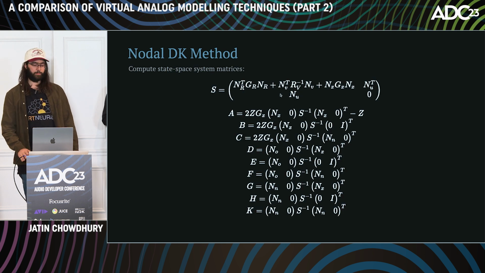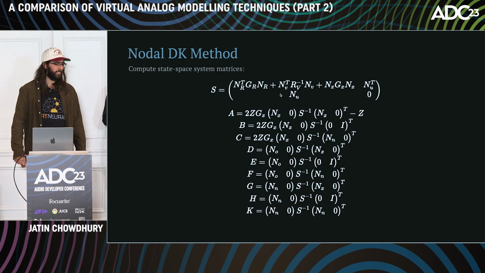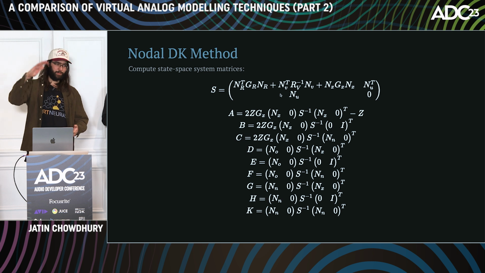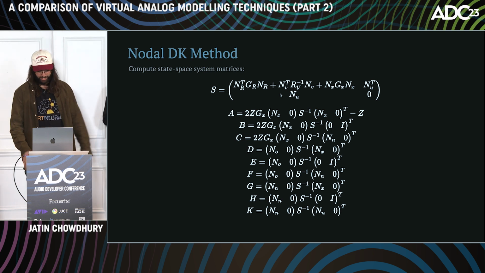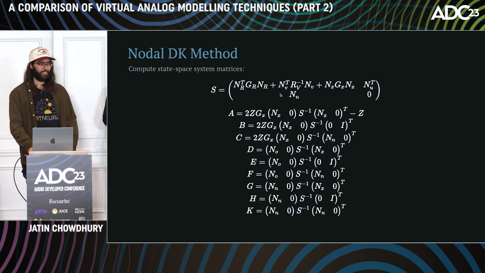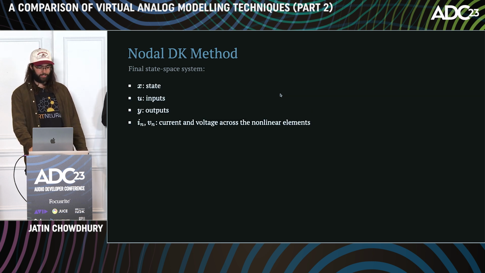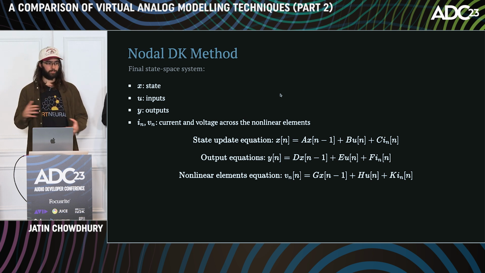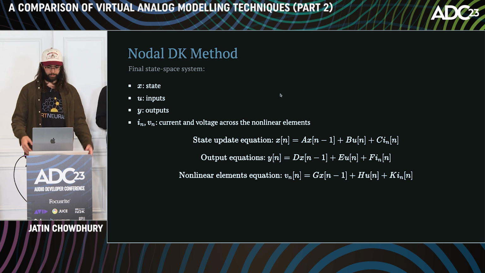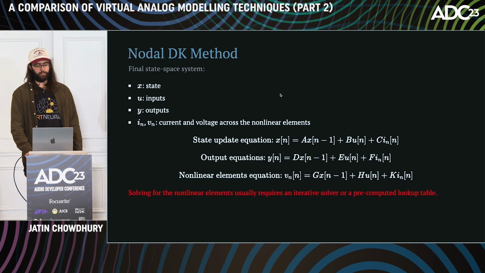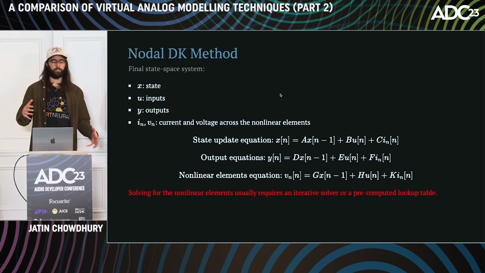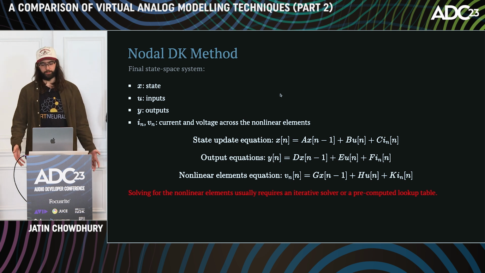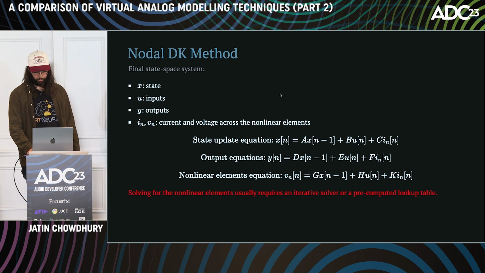Then once you have those layout matrices, you can plug them into these fancy equations and you wind up with these ABCD matrices. This is what the math looks like, but you'll probably want to go through it more slowly later. And then you end up with this state space system. So you have a way to update the system state, you have a way to compute your system output, and you have a way to compute the nonlinear components of your system. And again, for the nonlinear components, we're usually going to need an iterative solver, maybe a lookup table, something of that sort, to be able to compute those quantities.